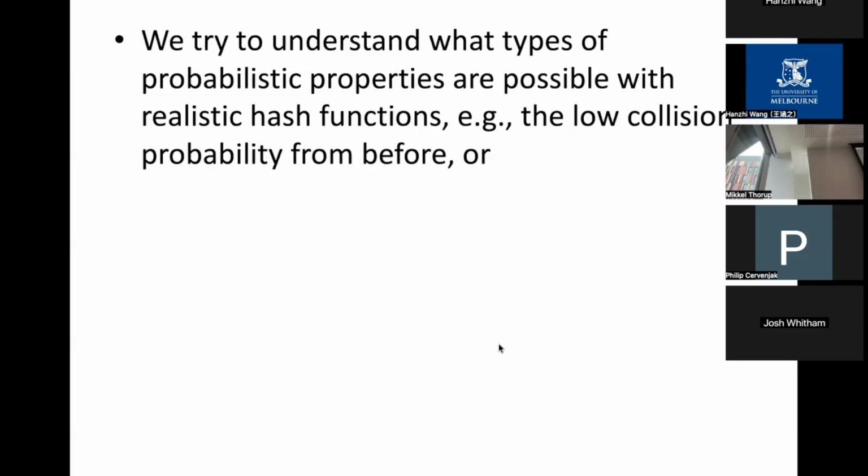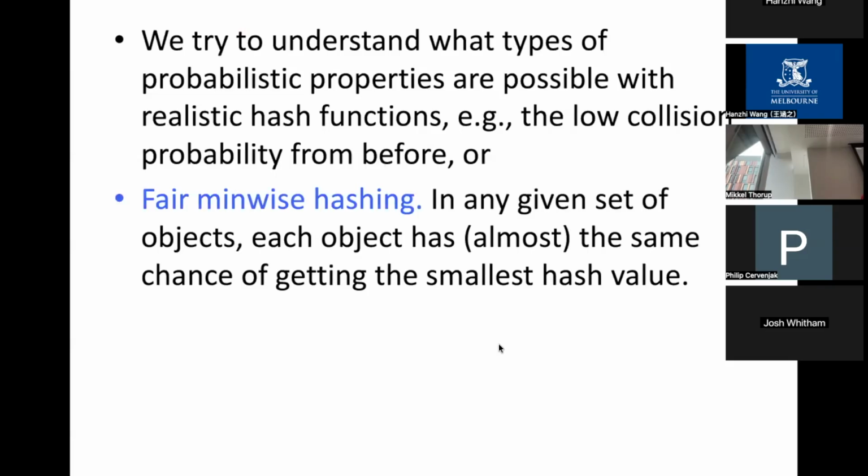So low collision probability was easy, but let me look at a different property, fair min-wise hashing. So we want a hash function that has the property that for any given set of objects, each of them has the same chance of getting the smallest hash value. It's right. So you don't know, when you design your hash function, which concrete objects you're looking at, right? So you just design one that, say, works for 128-bit integers or something like that. But you wanted to have this property that no matter which of the integers in my set I was thinking about, it should have a fair chance of being smallest. Okay.